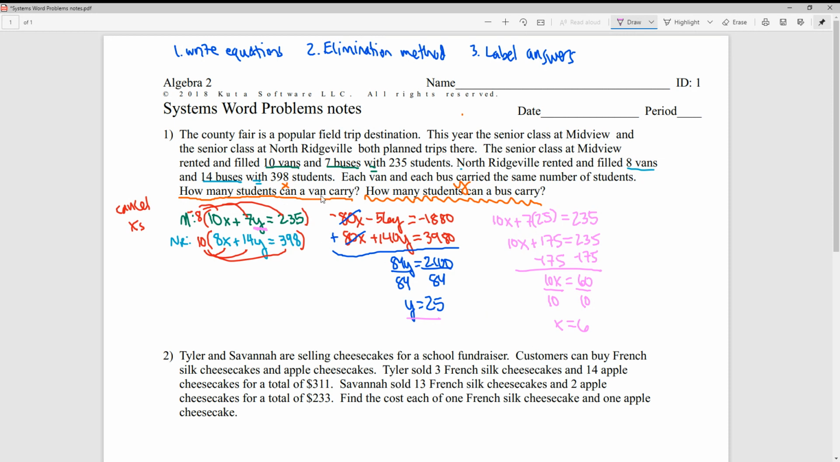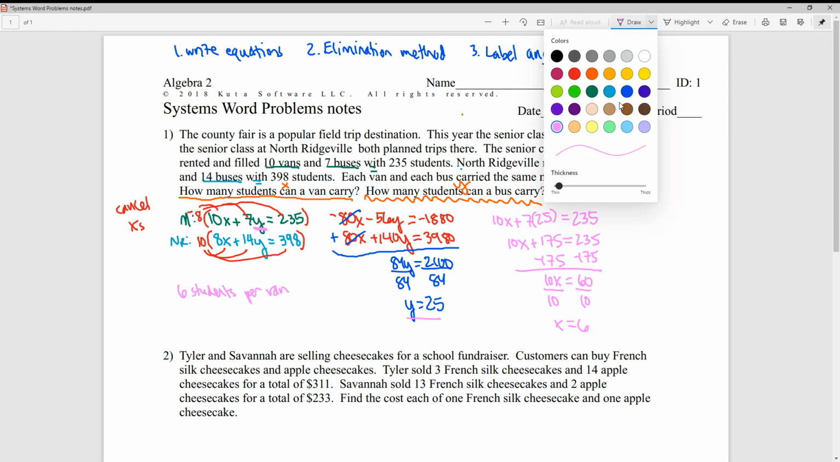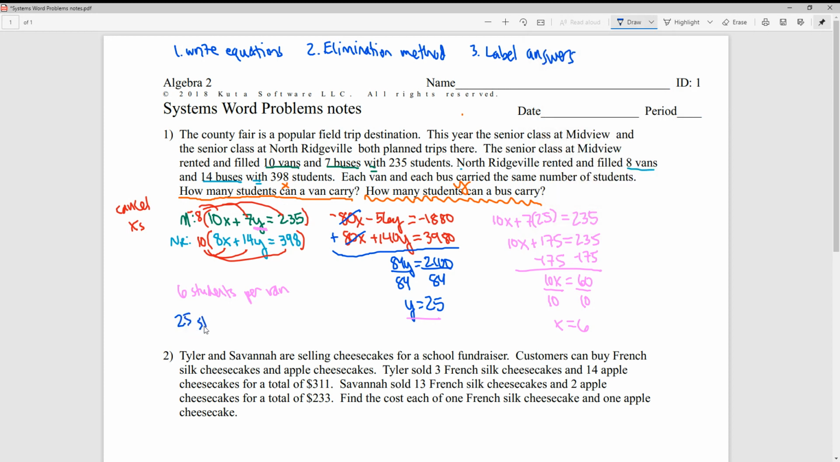X was how many students can fit in a van. So x equals 6 means 6 students per van. Y was how many people can fit in a bus. So y equals 25 means 25 students per bus.